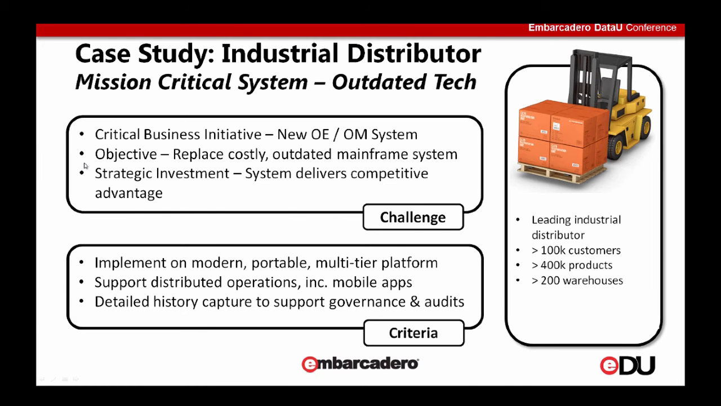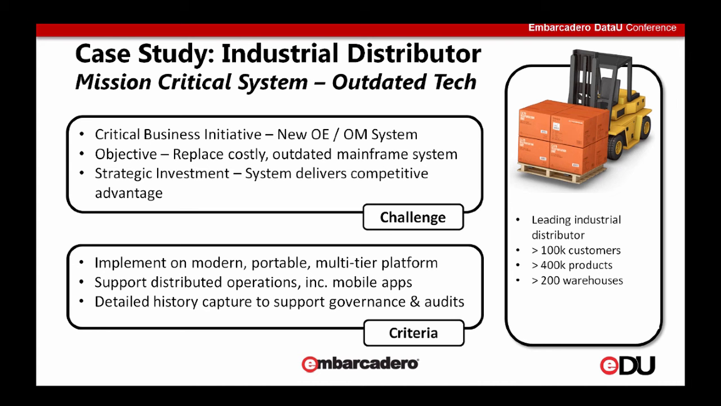So here's our case study. We've got an industrial distributor. They have a mission-critical system, their order entry and order management system, based on outdated technology. So the objective is pretty straightforward. It's to replace that costly, outdated mainframe system with something that's more modern, portable, flexible, and cost-effective. This is a strategic initiative for the company because for a wholesale distributor, this sort of system, the order management system, delivers competitive advantage. So this is the high-level challenge.